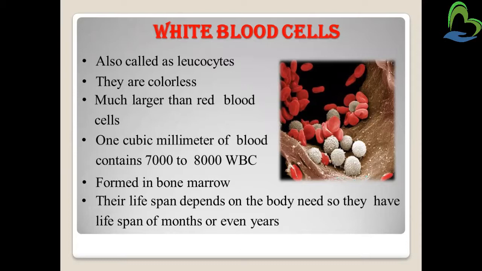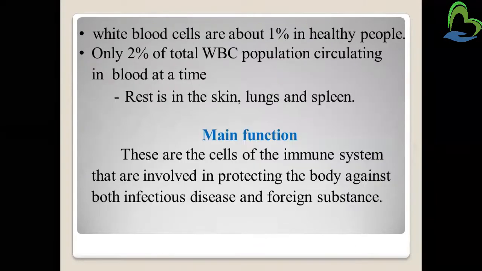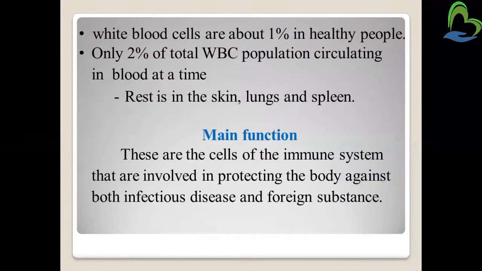So the lifespan of WBC is not fixed. It depends on our body need. Now, white blood cells are about 1% in healthy people. Only 2% of total WBC population is circulating in the blood at a time. Rest is in the skin, lungs, and the spleen. So here it is mentioned that mostly the WBC is seen in the skin, lungs, and the spleen, and only 2% of the WBC is circulated in the blood.